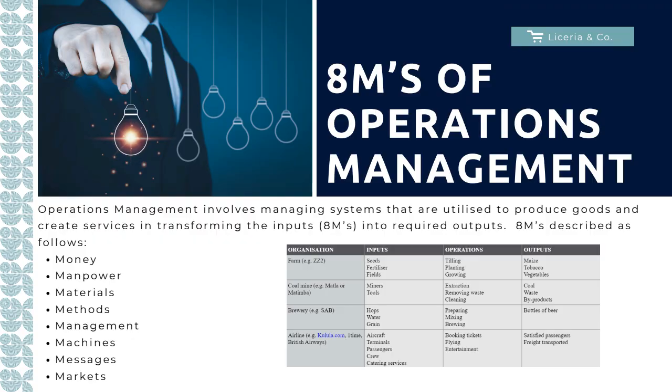Okay, then we go on to the eight M's. So from an operations management perspective, sorry, not three M's. Operations management, as we know exactly what it is, is managing systems that are utilized to produce goods and services by transforming your inputs, which is your 8 M's, into your required outputs. And your 8 M's is something that I think as you go on, you'll be able to understand exactly where each one sits in. So the M is money, which is finance.